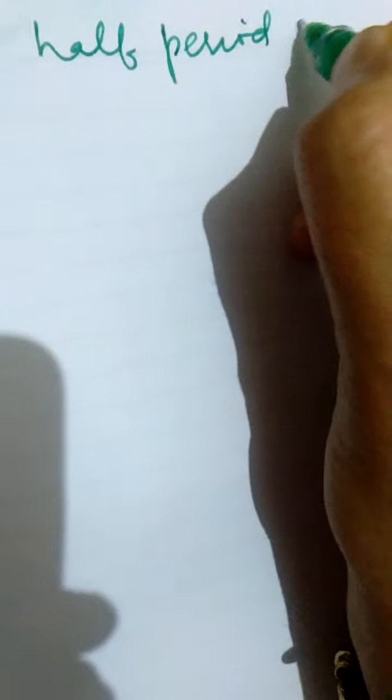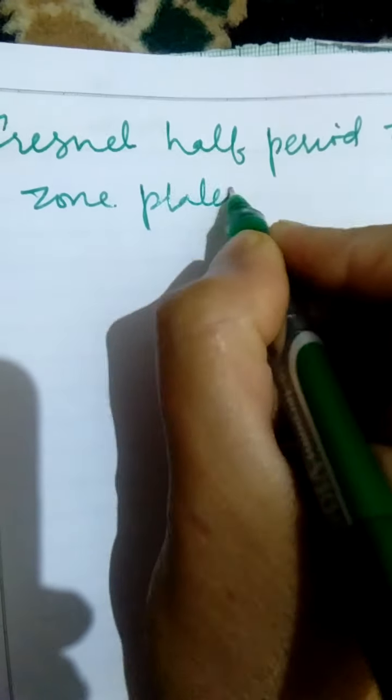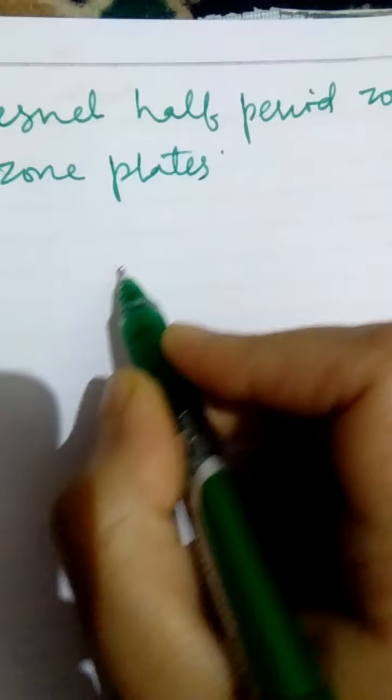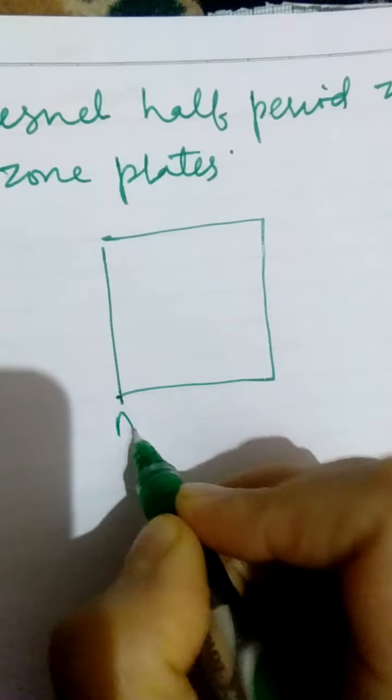Dear students, today we are going to discuss Fresnel half period zones and zone plates. Suppose we have a plane wavefront, say ABCD, right?